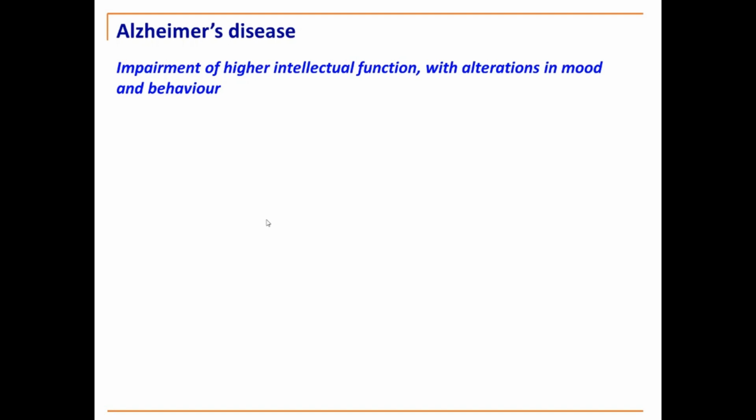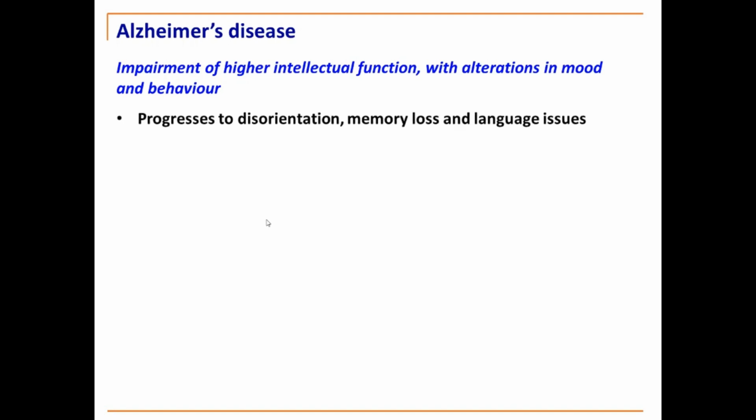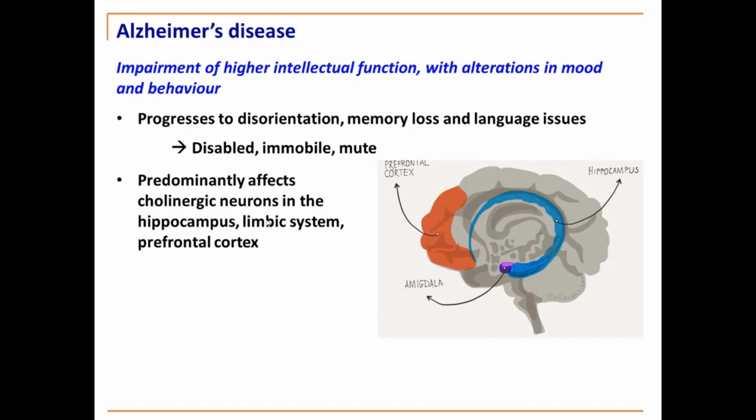So with Alzheimer's, there's an impairment of higher intellectual function with alterations in mood and behavior. And it progresses over time to disorientation, memory loss, and language issues. And people over time can become disabled, immobile, and mute because of it. It predominantly, like we talked about, affects the cholinergic neurons, but the cholinergic neurons present within the hippocampus, within the limbic system, one part of which is the amygdala, and the prefrontal cortex. So that's where you have your higher order thinking, but it's also where we have a lot of our long-term memories.